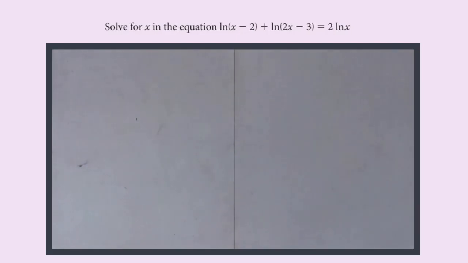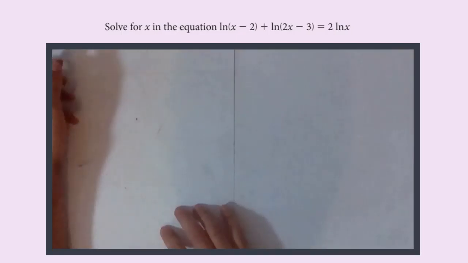The first side is a sum of two separate logs, so we need to turn that into a single logarithm. And the right hand side, well, you've got a 2 in front of it, and you can't undo a log if you've got a multiplier in front of it, so we need to use the third law on that. So let's get to work.